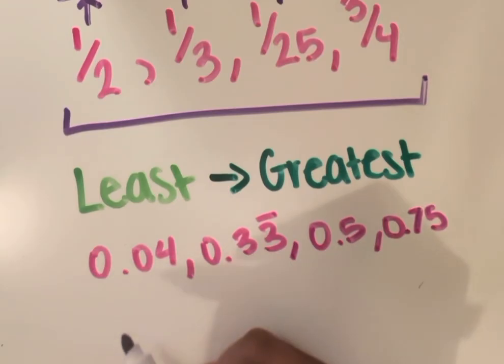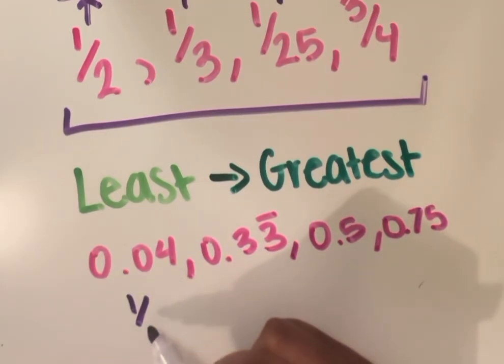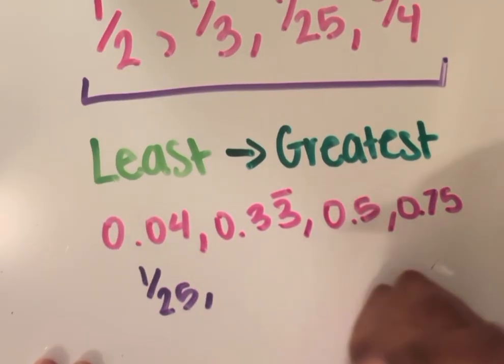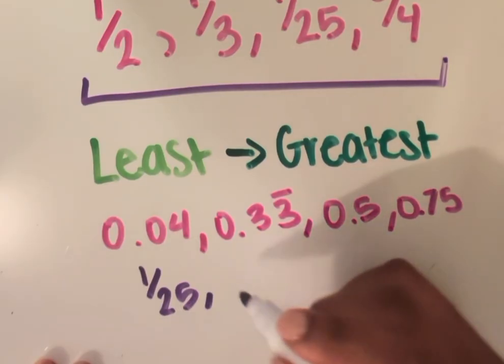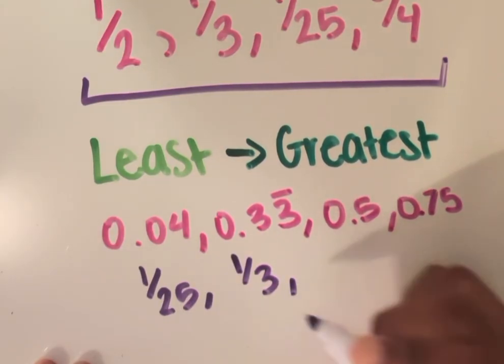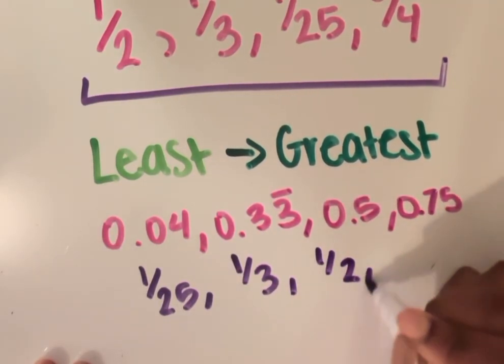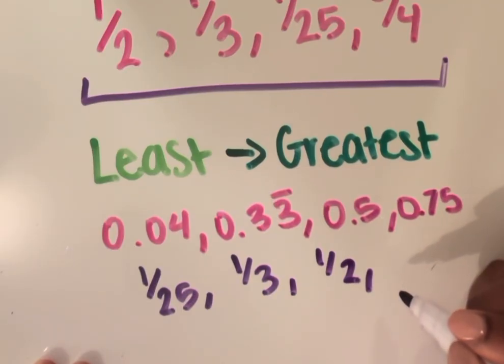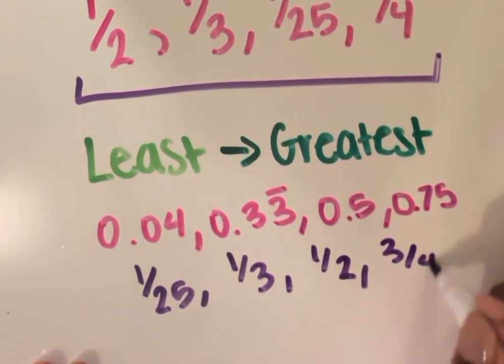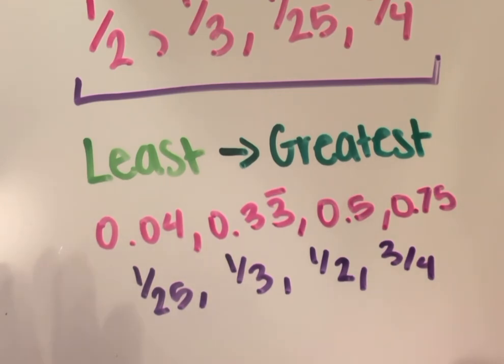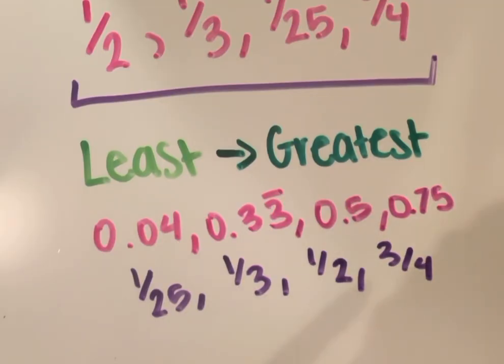So, written as fractions, the correct order would be 1/25, and then next we have 1/3, after 1/3, 1/2, and lastly, we have 3/4. So again, this is our first method of ranking fractions from least to greatest.